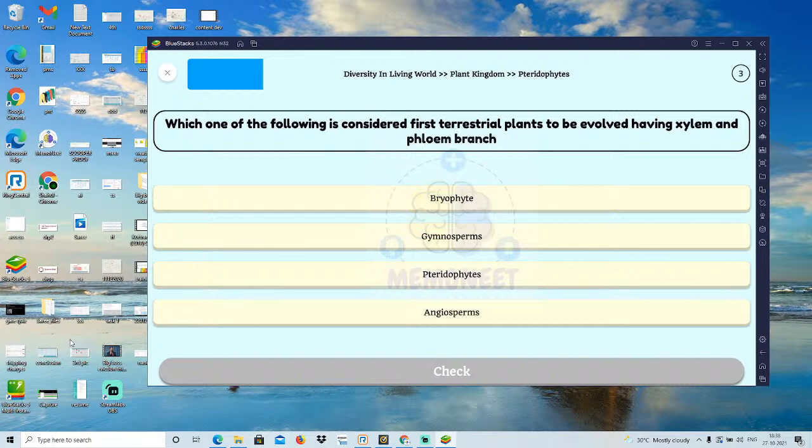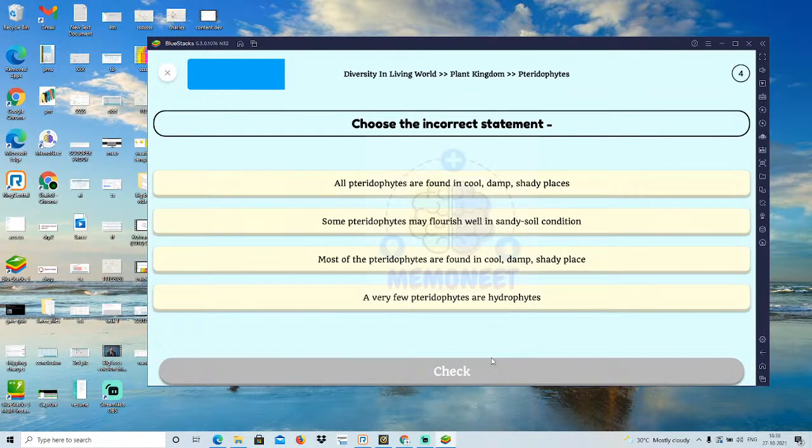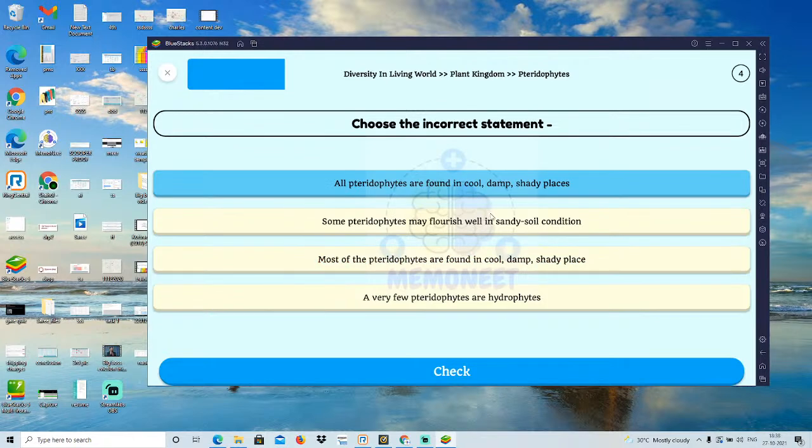Which one of the following is considered the first terrestrial plants to have evolved having xylem and phloem? That is obviously Pteridophytes. So choose the incorrect statement. All Pteridophytes are found in cool, damp, shady places. Some Pteridophytes may flourish in sandy soil. Most Pteridophytes are found in cool, damp, shady places, and some may flourish well in sandy soil. That is true. But saying all are found there is incorrect. See, this is a tricky question.